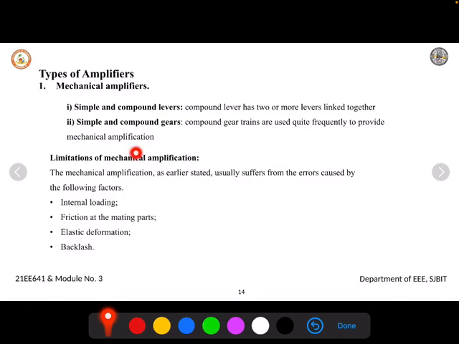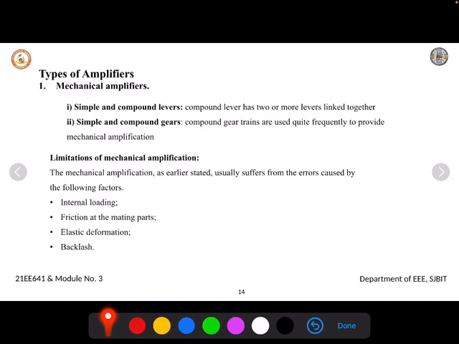Here are a few limitations of mechanical amplification. It usually suffers from errors caused by the following factors: internal loading, friction at mating parts, elastic deformation, and backlash. These are the four major factors that limit mechanical amplification. Internal loading happens because of the levers and gears, so the internal load increases, and there is friction between the gear teeth or the levers, elastic deformation of a few of the parts, and backlash.